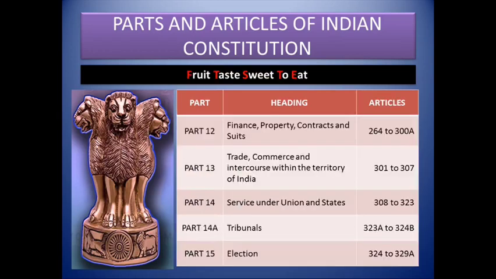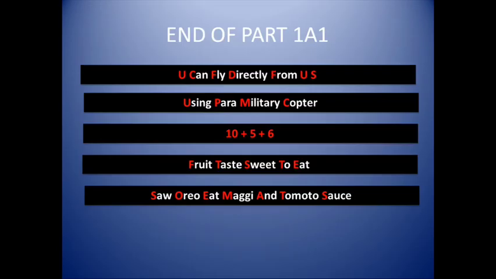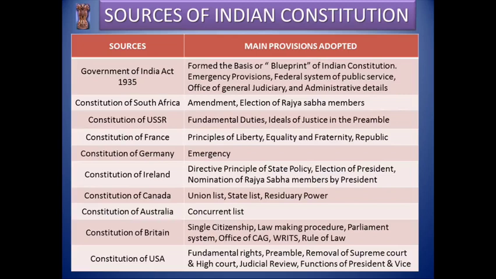Next, fruit tastes sweet to eat: part 12, 13, 14, 14A, 15. Only one thing you have to remember, 14 and 14A is there. Next is saw Oreo, eat Maggi and tomato sauce. So we covered with these small tips, all these 5 small tips. If you remember, you can cover all the parts, that is 25 parts together, in an easy way.